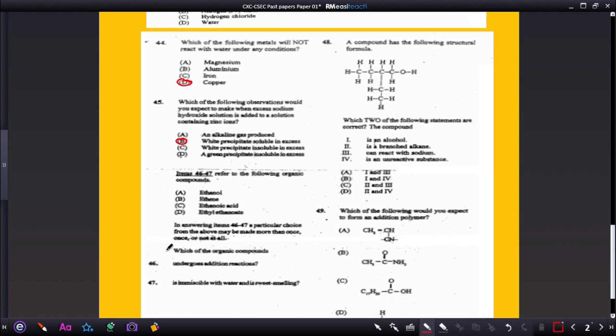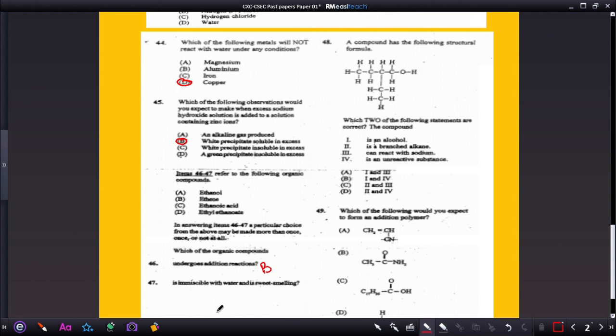46 to 47 refer to the following organic compounds: ethanol, ethene, ethanoic acid, ethyl acetate. In answering items 46 to 47, a particular choice from the above may be made more than once or not at all. Which of the organic compounds undergo addition reaction? Ethene would undergo addition reaction. So 46 would be B, given that it's an alkene, and whatever compound it's reacting with adds across the double bond.